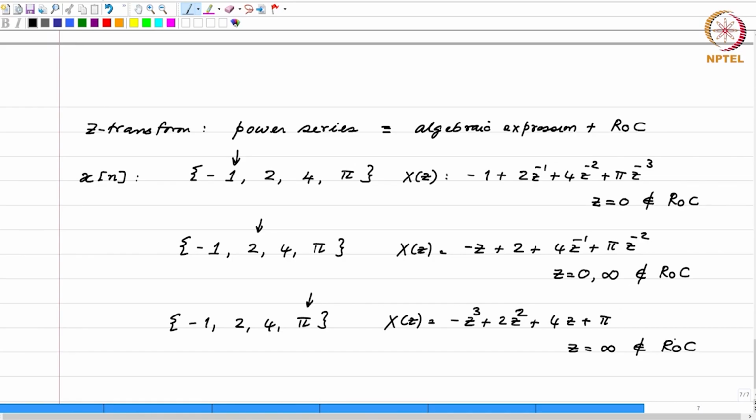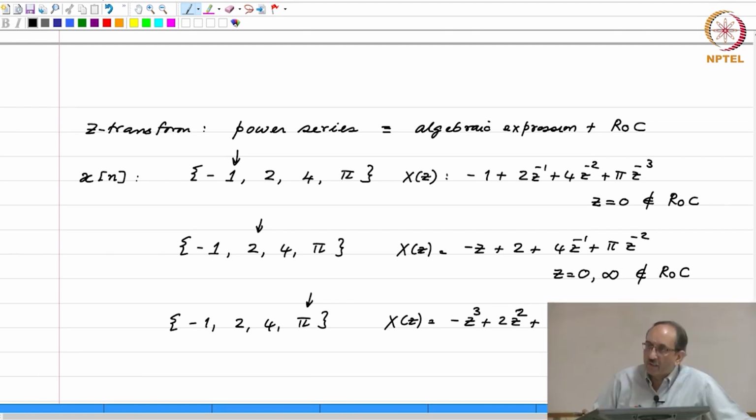Later we will see that this is a general property of finite duration sequences. When you have a finite duration sequence, then the region of convergence will be the entire z plane except possibly for 0 and or infinity. Later we will start to look at ideas like poles and zeros, and these are no different from the concept of poles and zeros that you had encountered in the Laplace transform case.